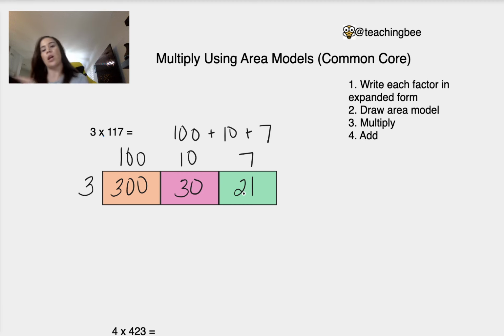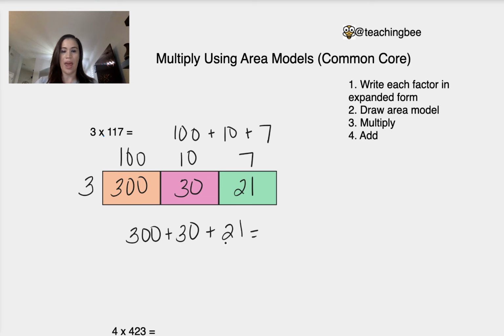So then from here, what we need to do is add everything that's inside of our color boxes. So inside our color boxes is going to be 300 plus 30 plus 21. And then you can either add them this way or you can add them straight up and down. So we can do 300, 30, 21, and then add it.